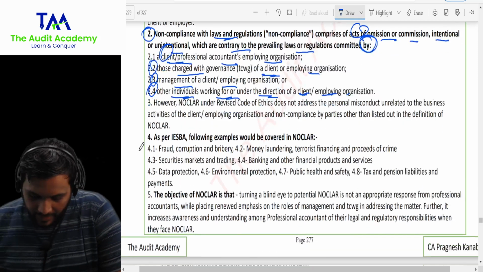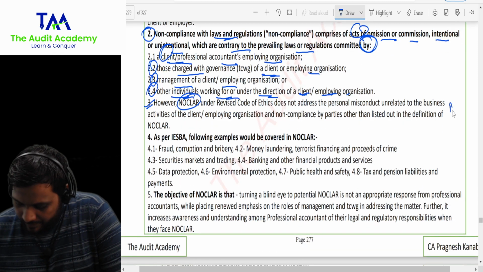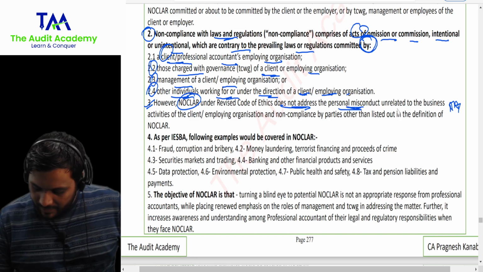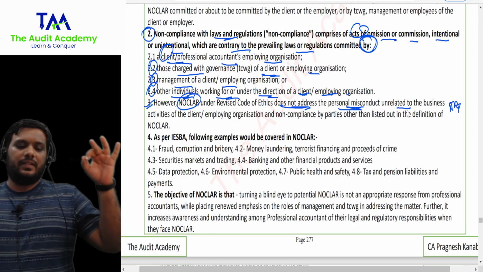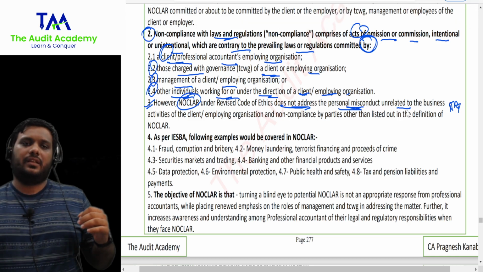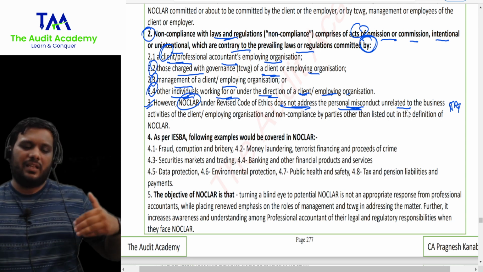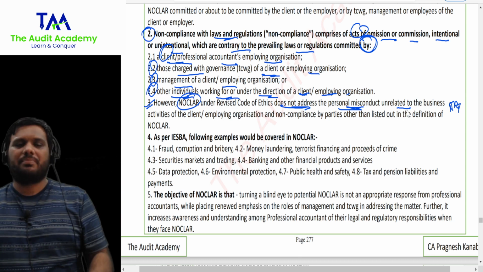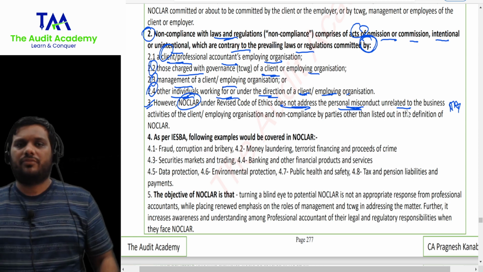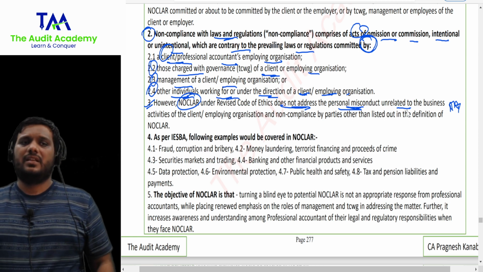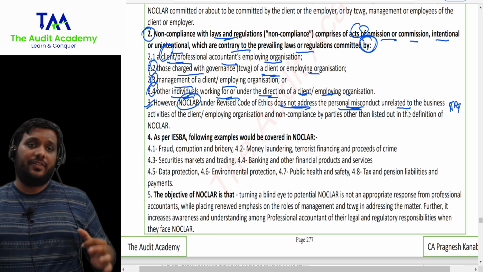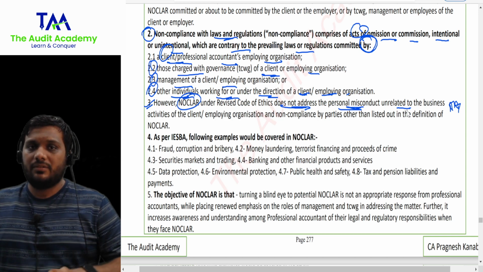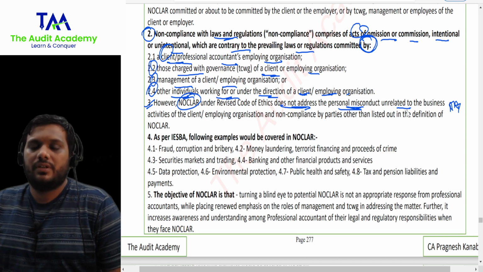Look at this important clarification. NOCLAR under the revised Code of Ethics does not address personal misconduct unrelated to the business. Let us say a director of the listed entity was involved in some domestic violence, a very bad person who needs to be thrown out of society. It is not related to the business, it's his personal affair. What he has done is wrong, of course, and there is a non-compliance with law, but it does not affect the entity. So such personal misconduct is not discussed here.